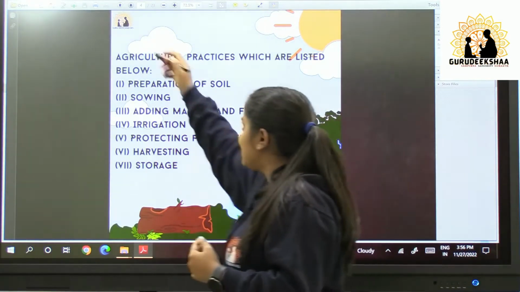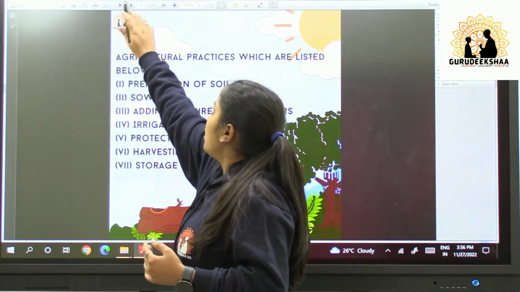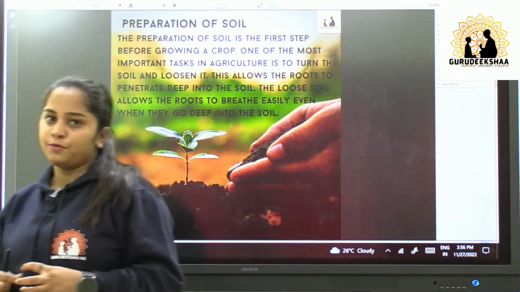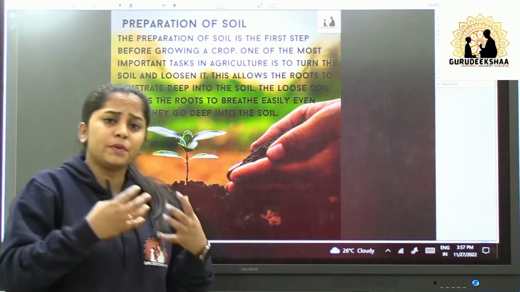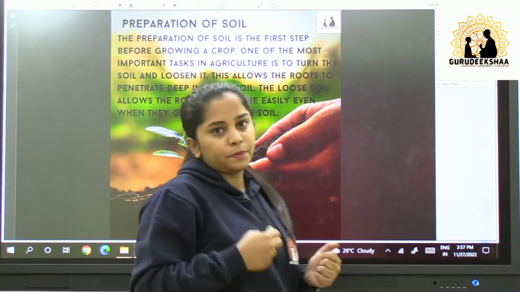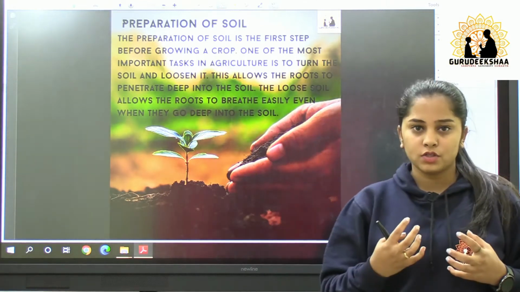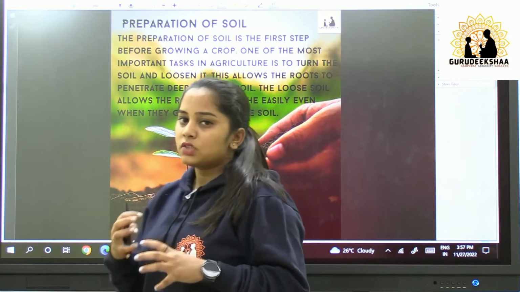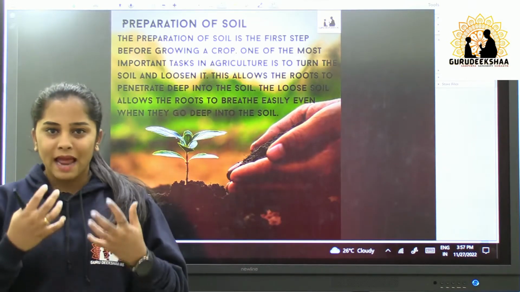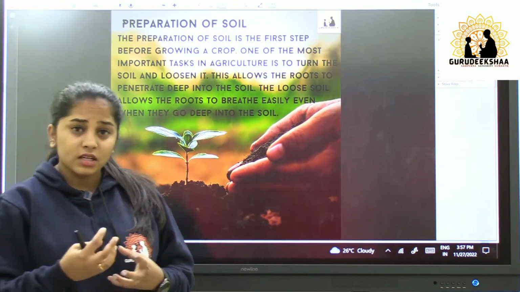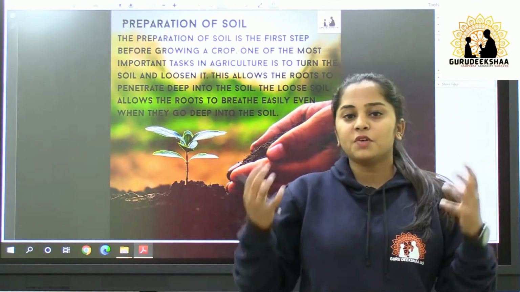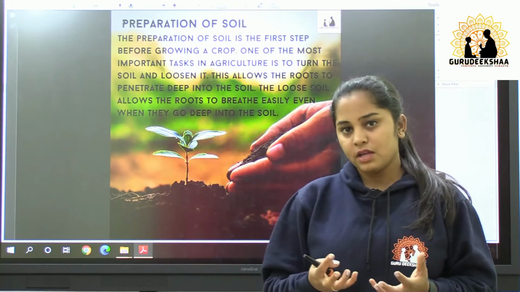Coming to the next thing, we'll see what the practices are in detail. First, we've seen preparation of the soil. What is preparation of the soil? How to prepare the soil? That is the main question, right? Preparing the soil is for a plant to grow. Should the soil be tightened up or loosened up? These are the questions which occur, right?